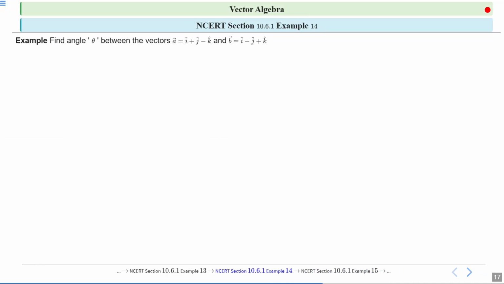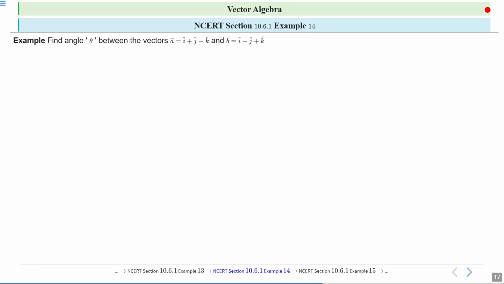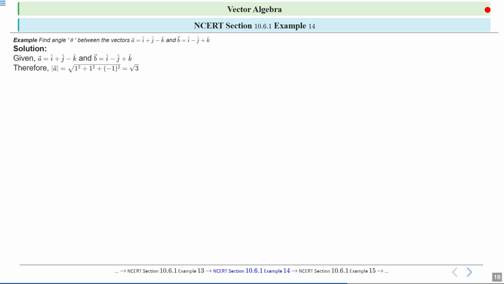Okay. Next, NCERT section 10.6.1 example 14. Find the angle theta between the vectors A vector is equal to I cap plus j cap minus k cap and B vector is equal to I cap minus j cap plus k cap. Given these, magnitude of A vector will be equal to root over 1 square plus 1 square plus minus 1 square, which is equal to root 3. And magnitude of B vector will be equal to root over 1 square plus minus 1 square plus 1 square, which is equal to root 3.